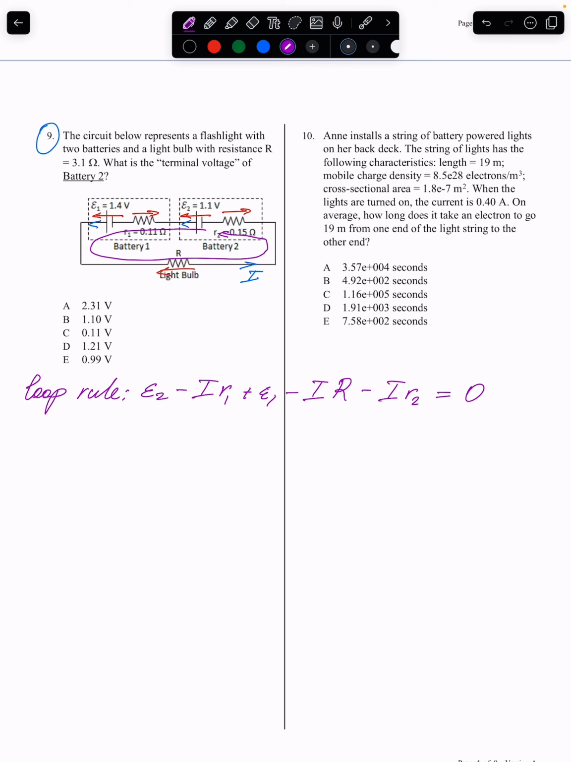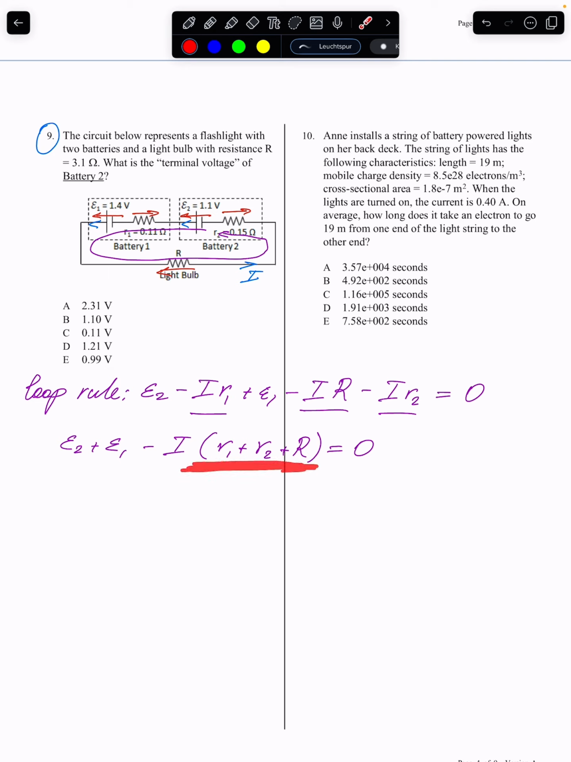Now this equation I can simplify because the current enters into three terms, and it can be rewritten in the following way: epsilon 2 plus epsilon 1, now I will pull out the common factor, minus I times R1 plus R2 plus capital R, equals 0. And here you can recognize that you would get the same result if you were simplifying the circuit. This is nothing else but the equivalent resistance, and this is just the EMFs of these batteries connected in series.